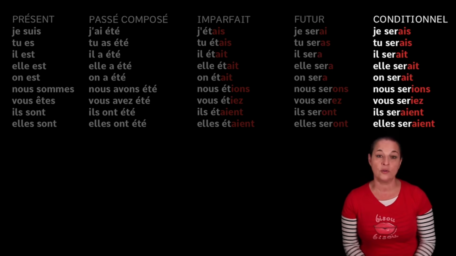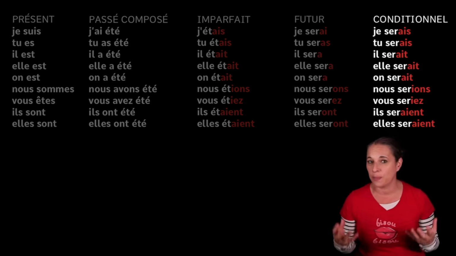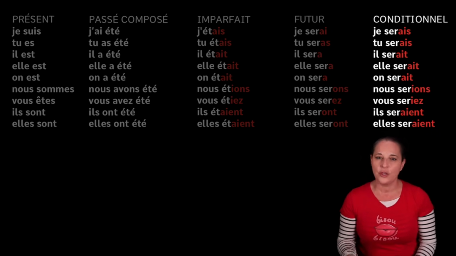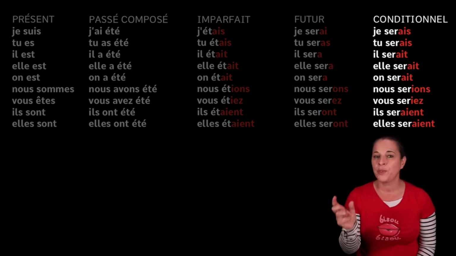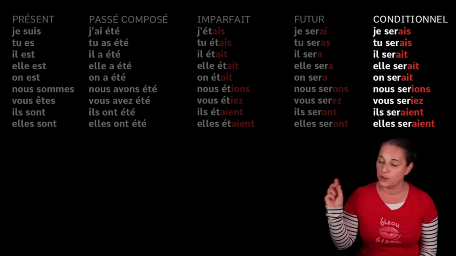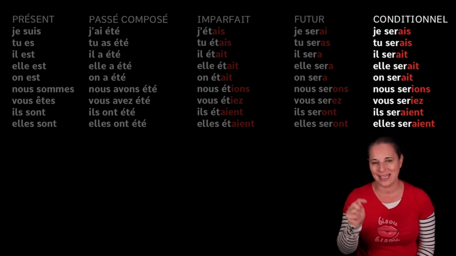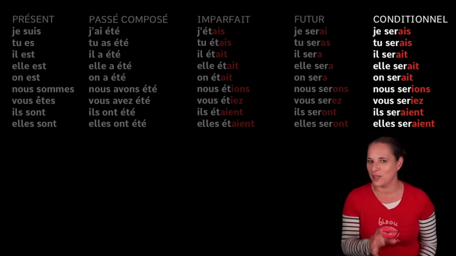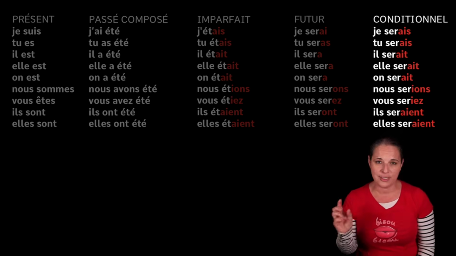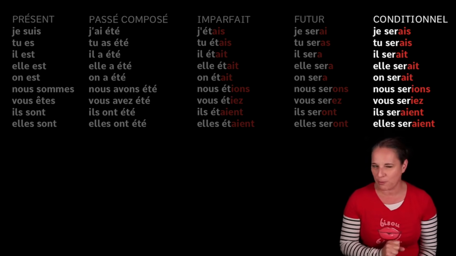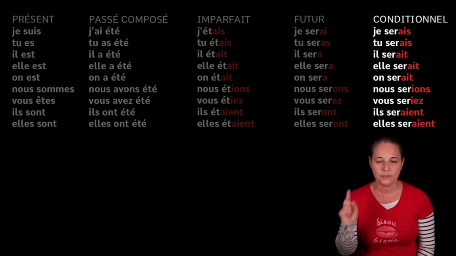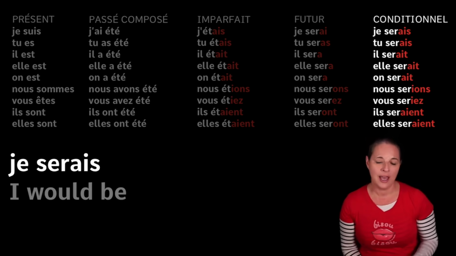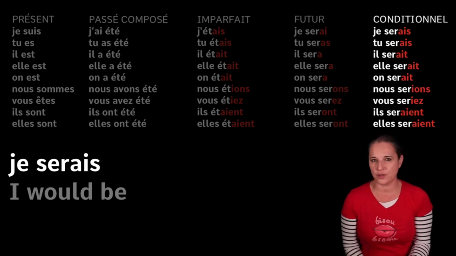Now, in order to form the conditional in any verb, you need to have the stem of the future tense. The stem is the same, so ser, S-E-R, and you add the special imperfect endings. I know we are talking conditional, but the conditional endings are the same as the imperfect endings. So here we go. Je serais, I would be. This is what we are trying to say.